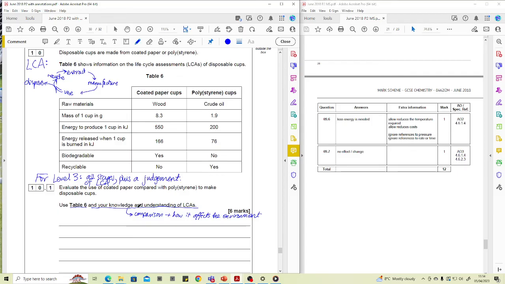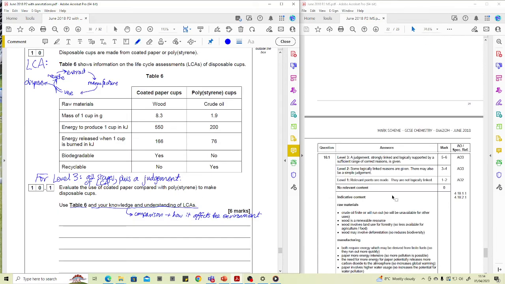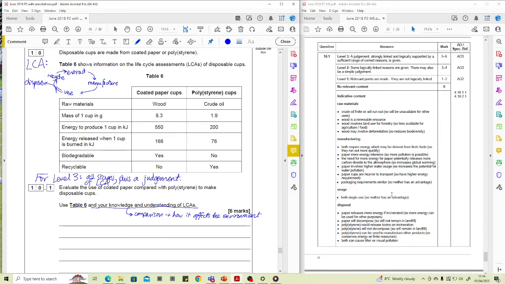Okay, question 10. For this life cycle analysis, we do need to provide a judgment. We do need to make links between all the different aspects of the life cycle and how they affect the environment in order to approach level 3. And then I've redrawn a life cycle analysis here, so extracting, manufacturing, using, and then I've got recycled so that we've got a closed loop for life cycle analysis.